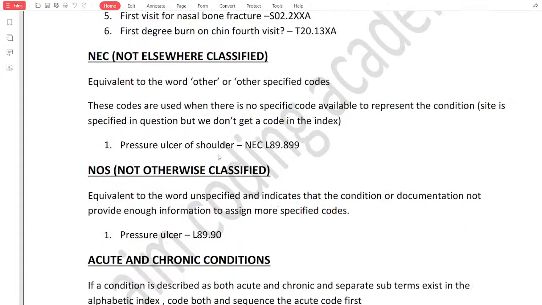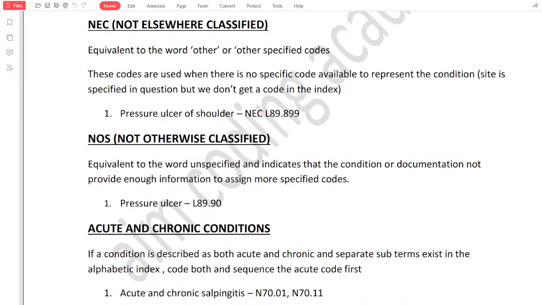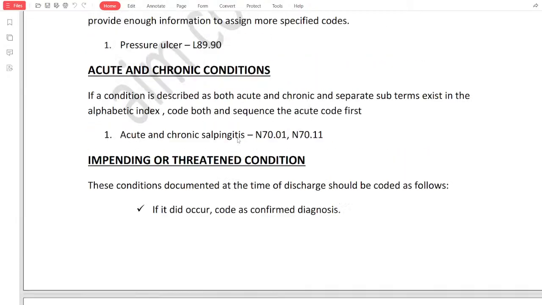And pressure ulcer of shoulder. Check all other codes also. Okay. Pressure ulcer of shoulder, NEC, L89.899. So it's the pressure ulcer of shoulder. NOS, not otherwise specified. Pressure ulcer. So you can take ulcer and then check pressure. Pressure ulcer L89.90.